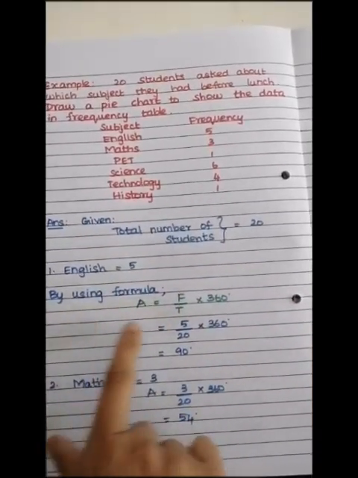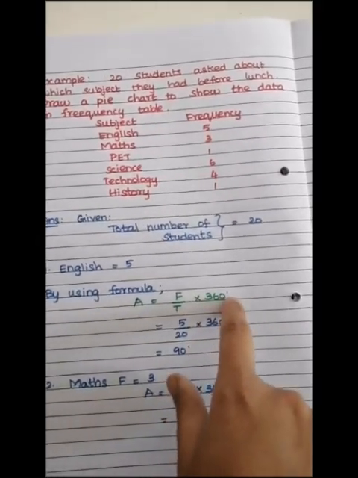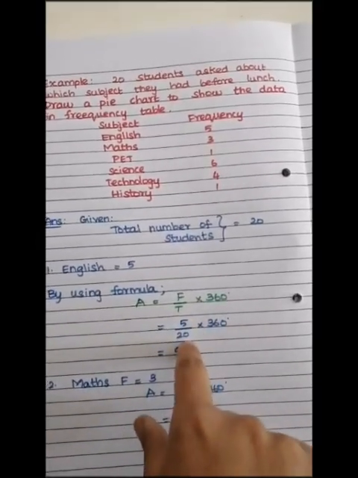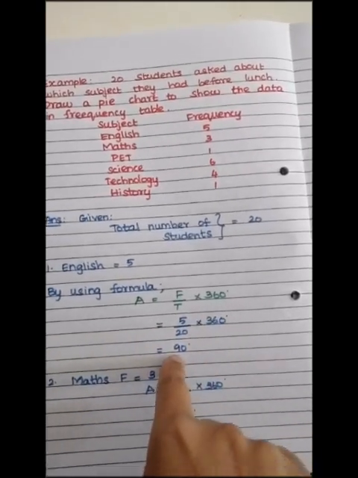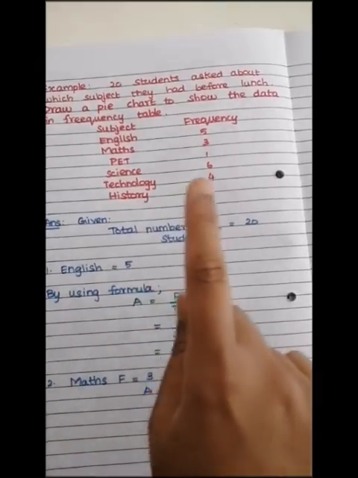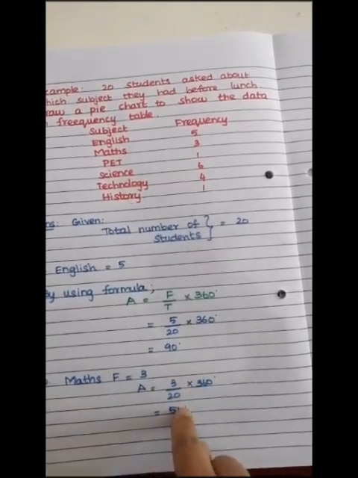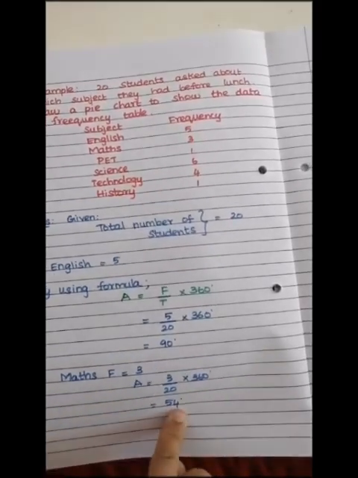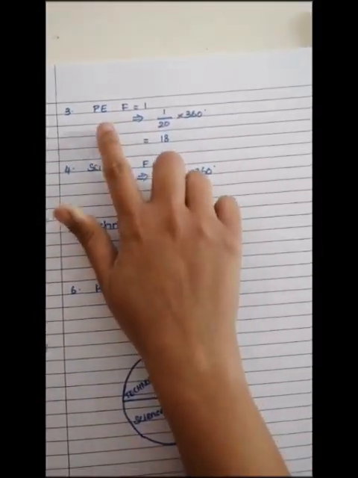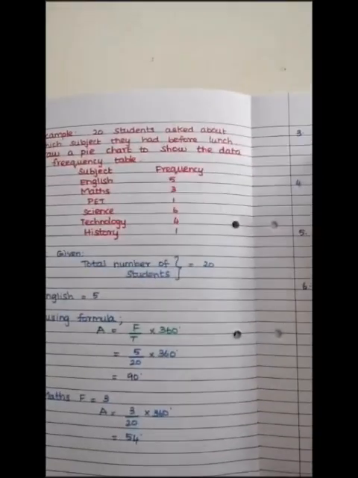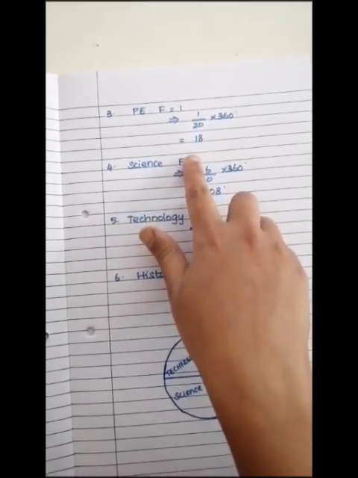Using the formula before, angle of a sector is equal to f divided by t into 360 degrees. F we know is 5 and total we know is 20, and into 360, if you cancel, you get 90. Maths, we have 3 as frequency. Substituting in the angle of a sector, 3 divided by 20 into 360, you get 54. Similarly for PT, f is equal to 1. So 1 divided by 20 into 360 is equal to 18.